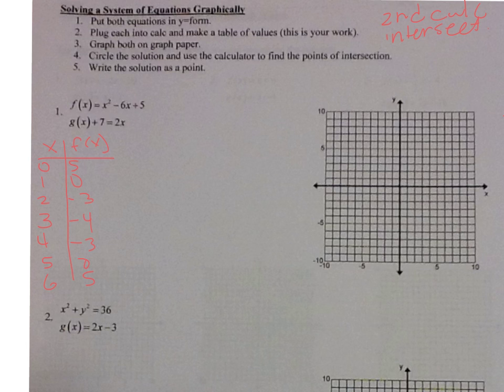So I have 0, 5, 1, 0, 2, negative 3, 3, negative 4, and so on. Just plot your points. Graph your parabola.